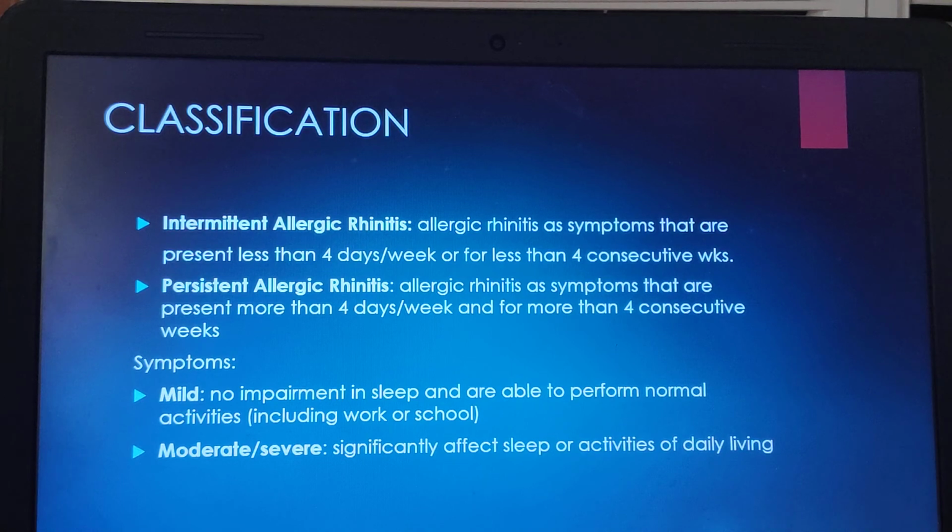Now coming to the intensity of symptoms, it can be categorized as mild allergic rhinitis or moderate to severe. In mild cases, the symptoms do not cause any impairment in sleep and the person is able to perform his normal daily activity. Whereas in moderate to severe cases, the person can have a significant impact on his sleep and it can affect the activities of daily living. He may miss school, he may miss his work, etc.